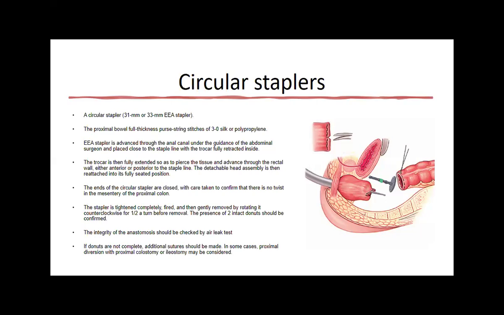So we have 2 or 3 lines of circular staples, okay? Then we need to check the donuts coming out. They are complete. So I have a complete proximal donut, a complete distal donut, so the anastomosis is tight. And then I do what we call an air leak test, fill the pelvis with fluid, okay?